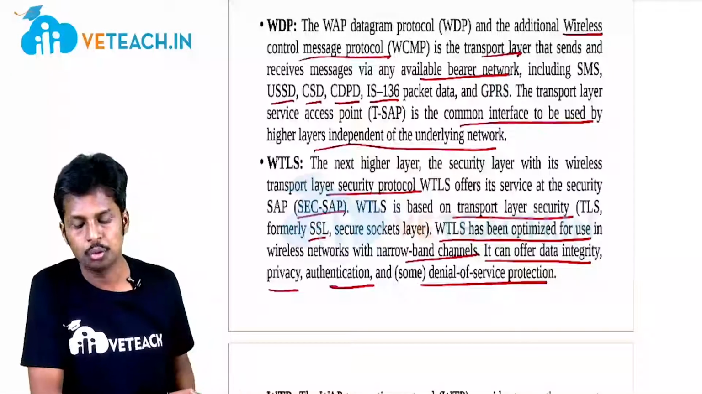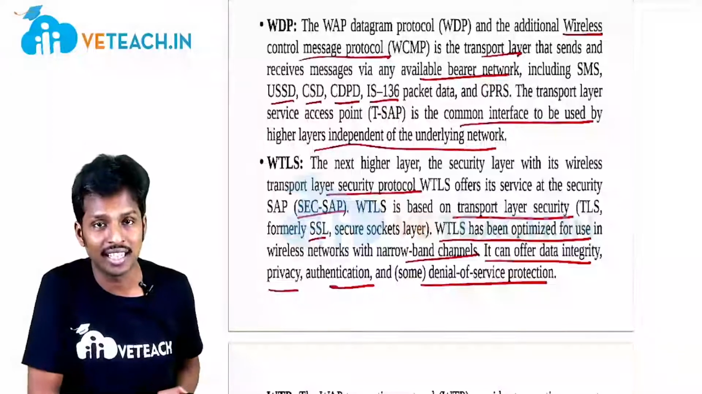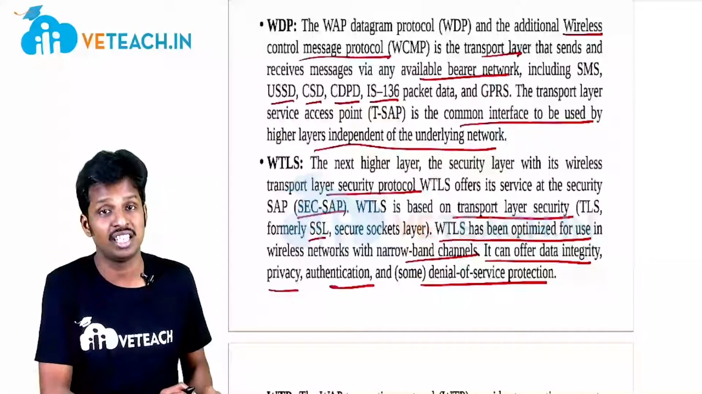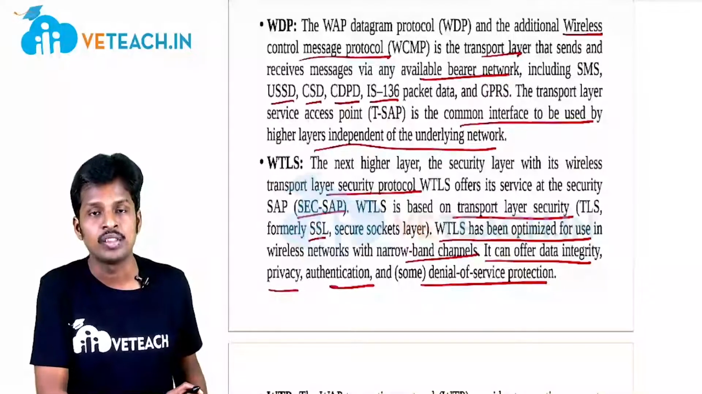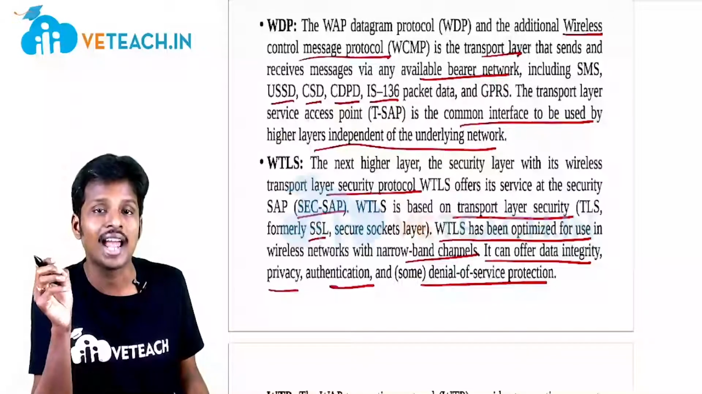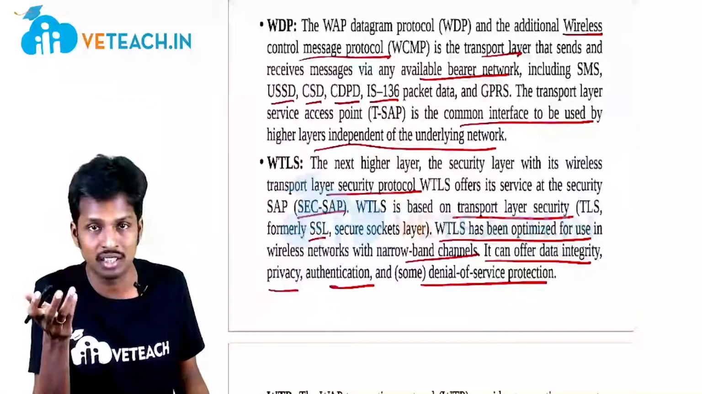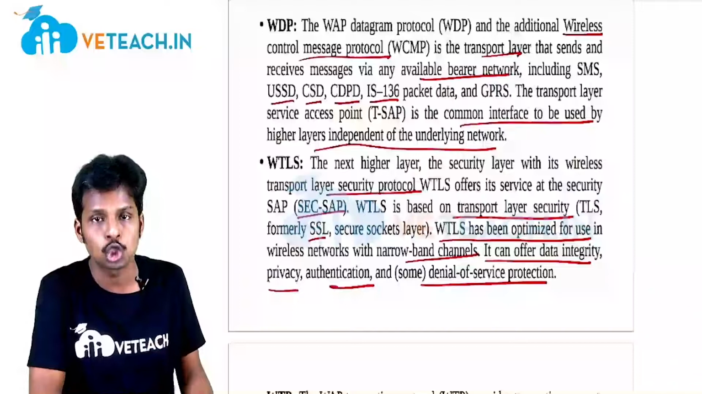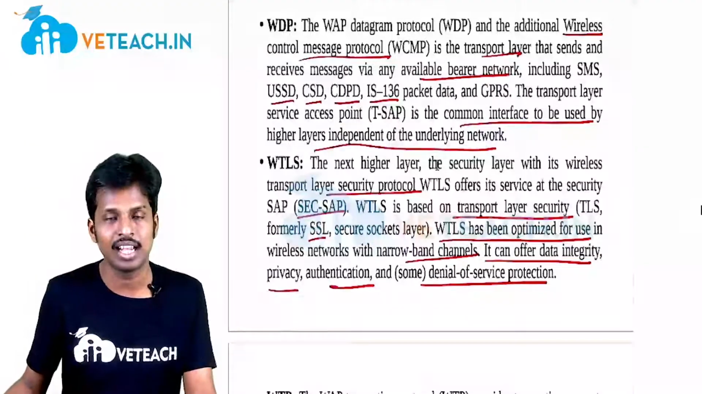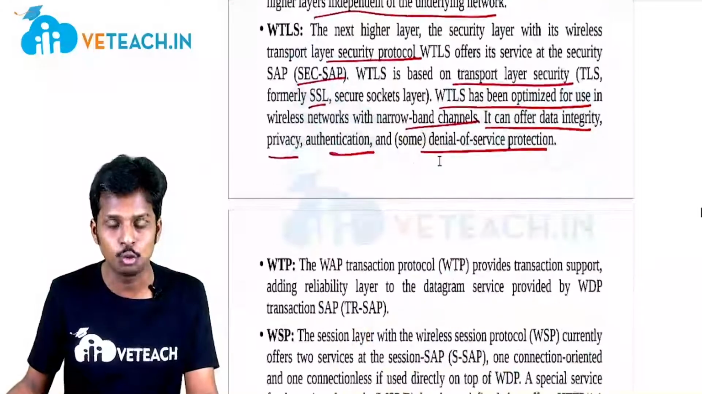So it provides security to the data by providing data integrity, confidentiality, authenticity, privacy, and denial of service protection also. If an unauthorized person tries to access the data or sends data to the source or to the destination, the WTLS protocol is going to avoid them, and it provides a level of security to do all these things.